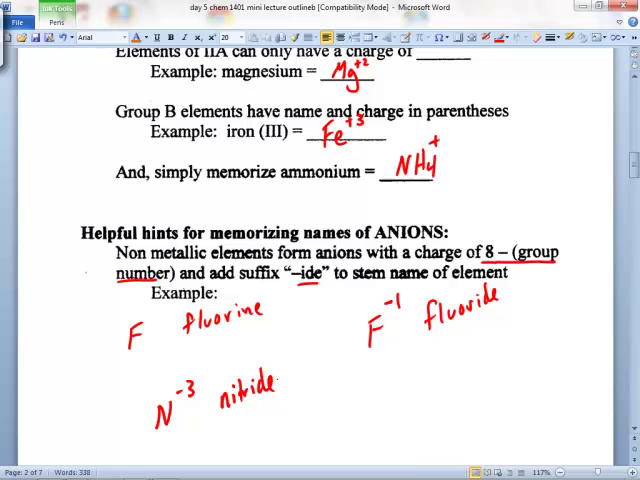Let's see if you're following me. How about carbon? What ion would it form?